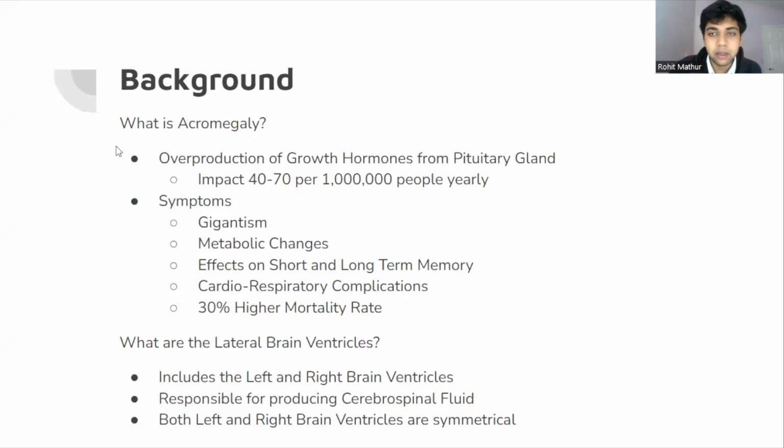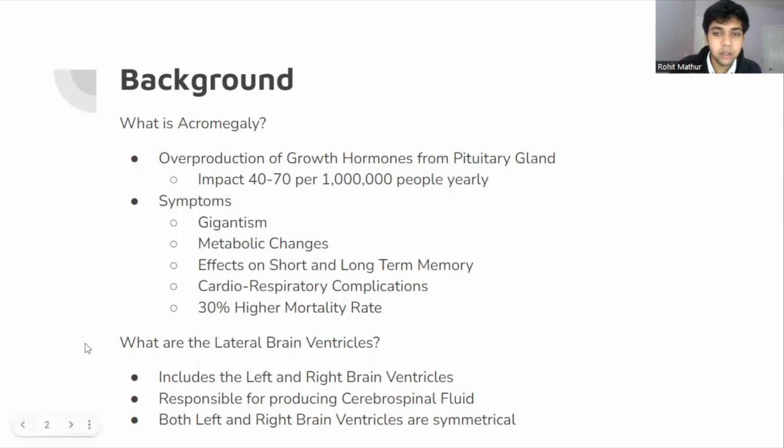So what is acromegaly? Acromegaly is essentially a disorder that is caused by the overproduction of growth hormones from the pituitary gland. It is a relatively rare disorder as it only impacts 40 to 70 per 1 million people yearly. Some common symptoms of acromegaly are gigantism, which is essentially the overproduction of growth hormones, which causes facial deformities, for example. There are also metabolic changes, effects on short and long-term memory, cardiorespiratory complications, as well as acromegaly patients having a 30% higher mortality rate.